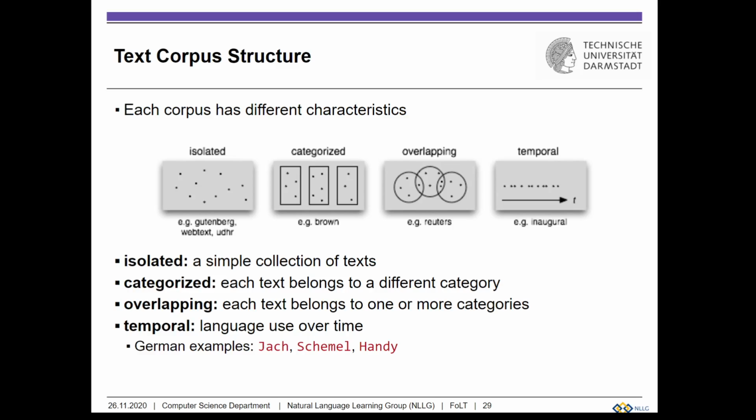We also find that individual words change their meaning over time. For example, check the word gay, which in the 17th, 18th century in English meant something like cheerful, happy, and nowadays means something like homosexual. So if you want to investigate a temporal change of language, you would best go with a temporal corpus.